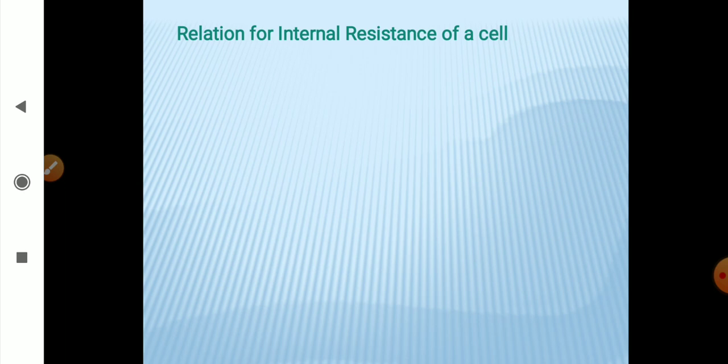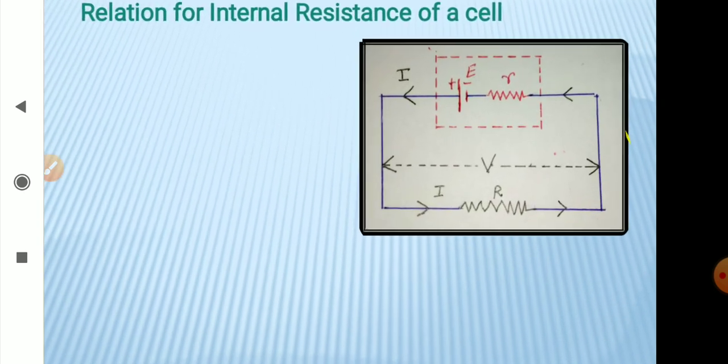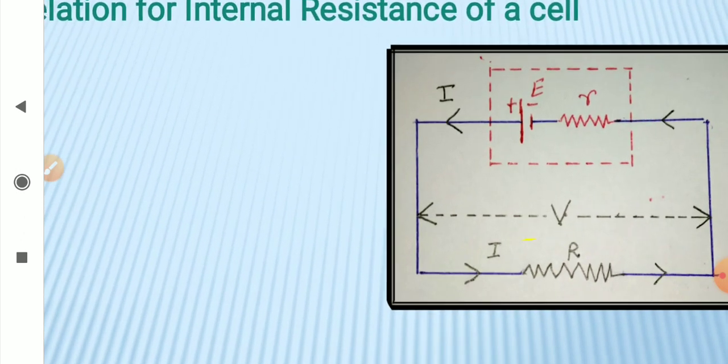Now relation for internal resistance of a cell. It's a very important derivation. So let us try to understand it first. You have a cell with EMF E and internal resistance r. The symbol for internal resistance is small r, right? And current I is drawn from it, which passes through external resistance R.